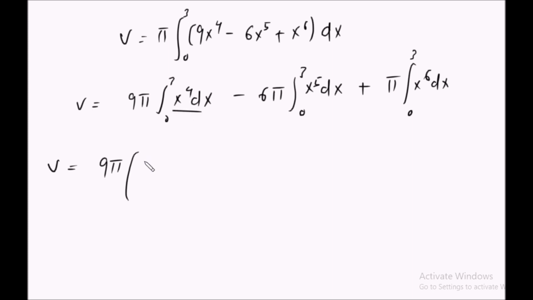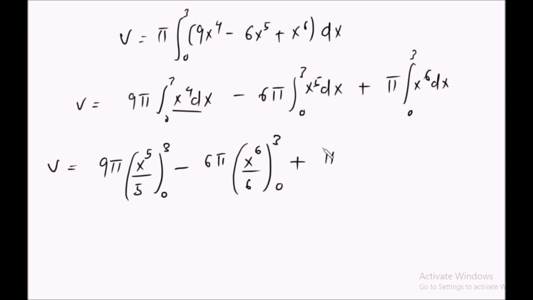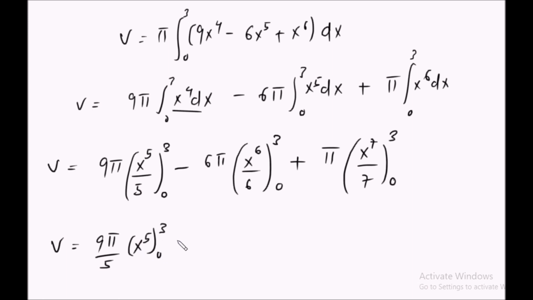So nikiintegrate x power 4 napata x power 4 plus 1 ni 5 over 4 plus 1 ni nini? 5. So siweki c, siweki constant. Okay, hapo ni minus now. So minus, hapa ni 6 pi. Nikiintegrate x power 5 ni x, 5 plus 1 ni 6 over 6, 0 paka 3, plus pi. Nikiintegrate x power 6 ni 6 plus 1 ni 7. So hii itakuwaje? Itakuwa 9 pi over 5. Sawa, kwa sababu ni constant, iweke na constant wenzake tu.